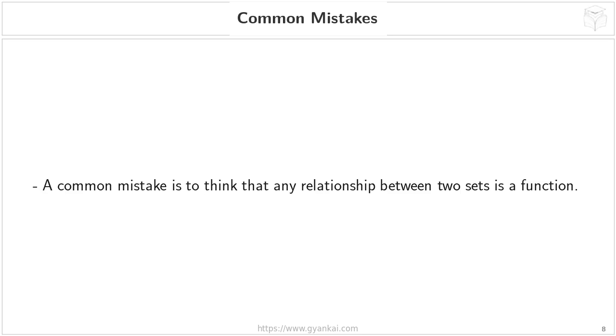Common mistakes. A common mistake is to think that any relationship between two sets automatically qualifies as a function. Now, we've spent the last few slides building up what a function is, a specific rule that takes an input and gives you a single, defined output. Just because we have two sets and some connection between them doesn't mean it's a function. It has to follow that exactly one rule we've emphasized.